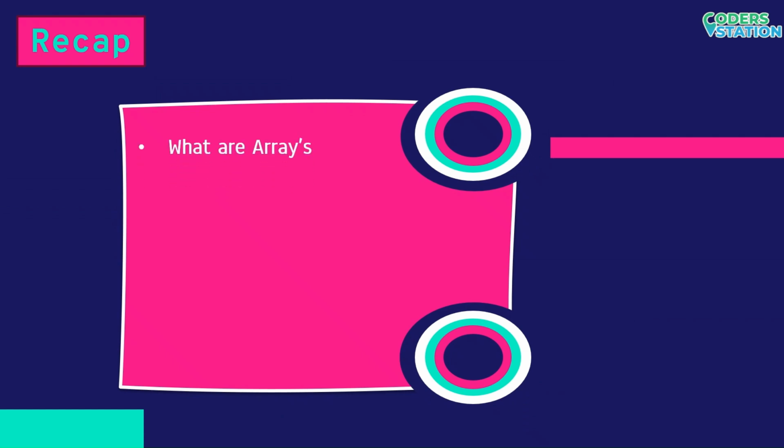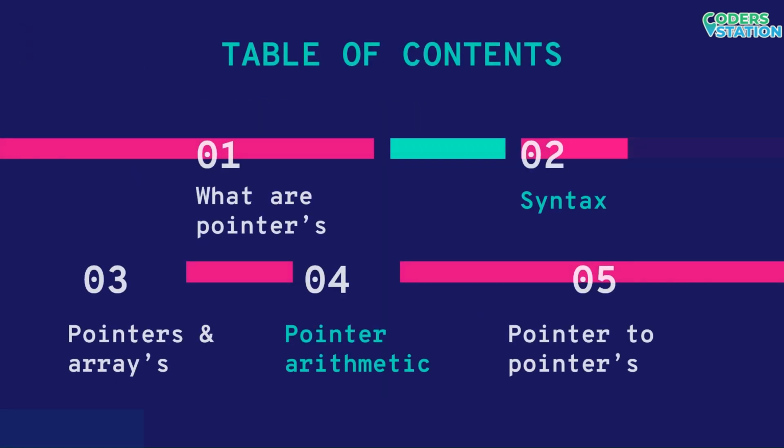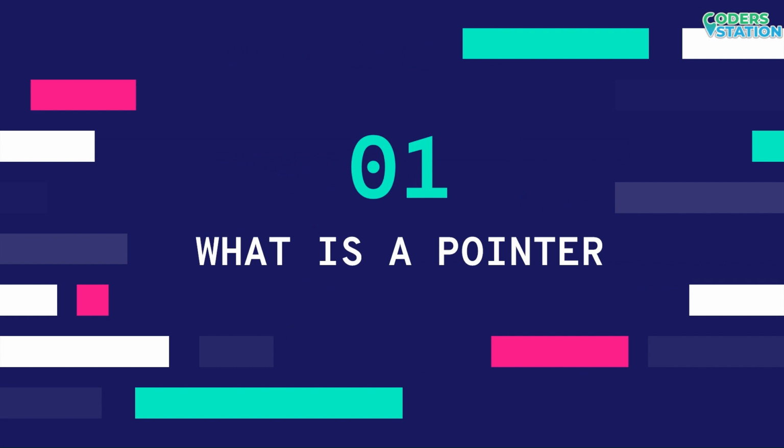So first we will see what we have done in our previous video. In our previous video we watched what arrays are, their syntax, the need for arrays, and an example. I recommend you watch our last video before continuing forward. In this video we are going to see what pointers are, their syntax, pointers and arrays, pointer arithmetic, and pointer to pointers. So let's start with what is a pointer.